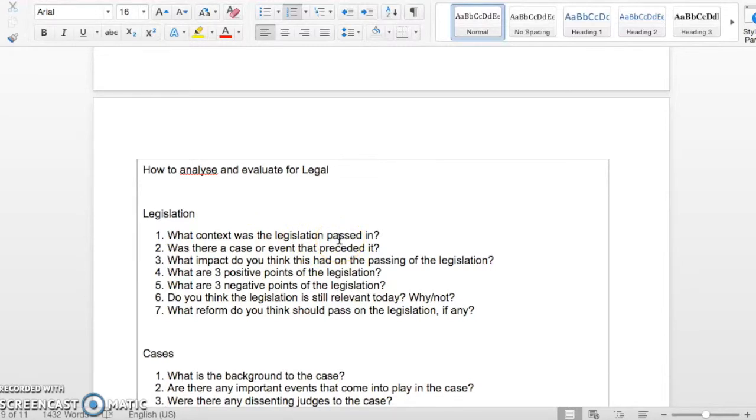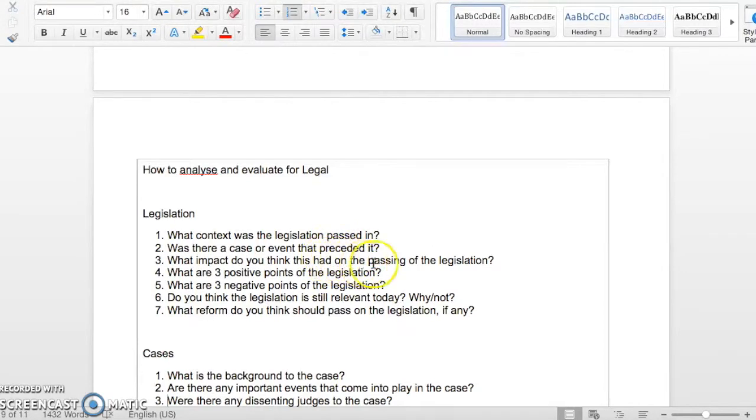So for example, in outlaw motorcycle gangs, most of the legislation was passed because there was a public murder at the airport. And basically it was a sort of knee-jerk reaction. They wanted really quick legislation, so they didn't really think about the problems that might arise from this legislation. So that could be important in the context. It might not be important. This is just something for you to think about and then decide if it's important or not. So was there a case or event that preceded it? So for example, native title was subsequent to Mabo. Okay, so that's what it means by, is there something that preceded it that you may want to talk about in the context part?